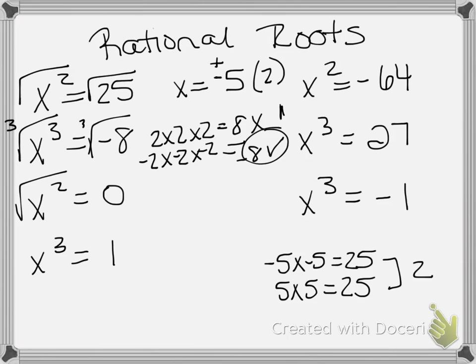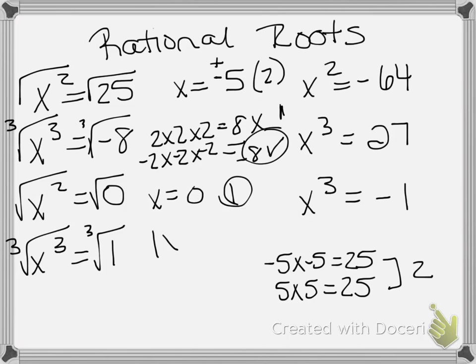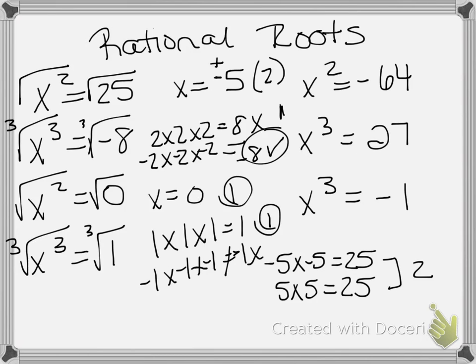I'm going to do the same thing for the rest of these. This is a square root, so x is 0. But what about negative 0? Well, we know that it's just 0, right? So this one would only have 1. Same thing here. What is the cube root of 1? Well, 1 times 1 times 1 is 1. Can negative 1 times negative 1 times negative 1 be 1? No, that would be negative 1. So this one doesn't work, and it only has one rational root.